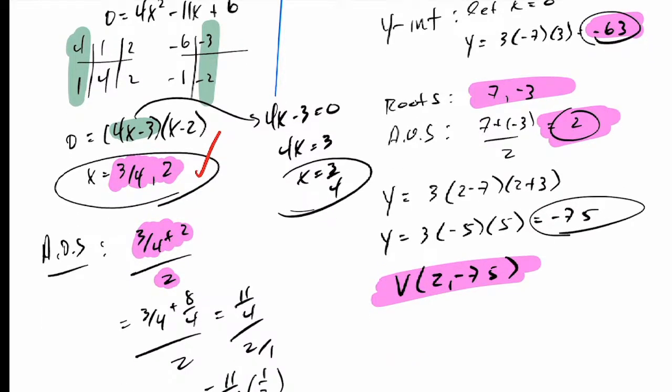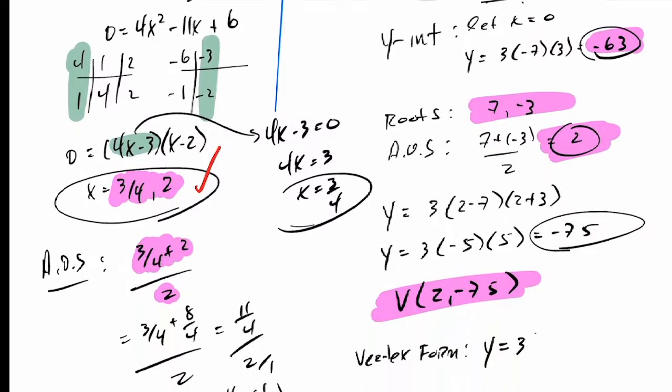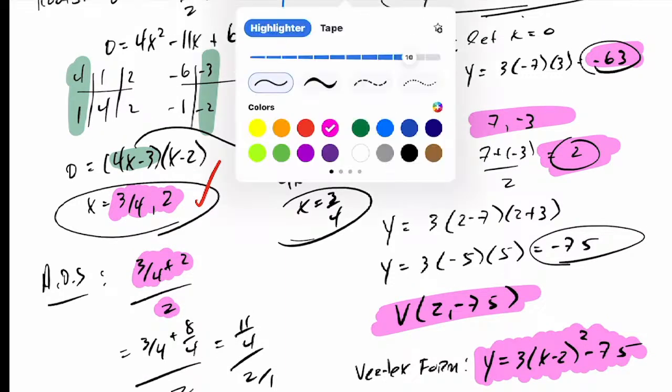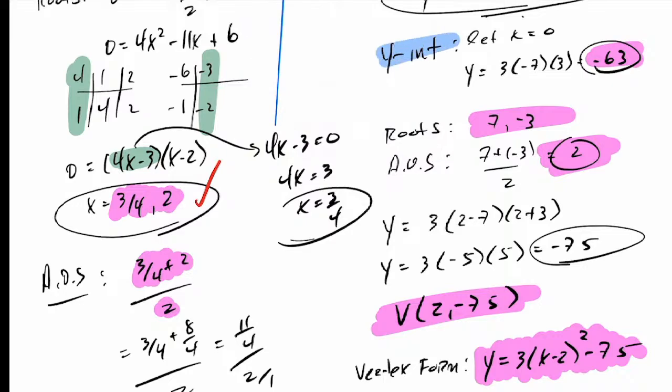So vertex form is y is 3 times (x minus 2) squared minus 75. So there's my y-intercept, my roots, axis of symmetry, vertex form. No problem.